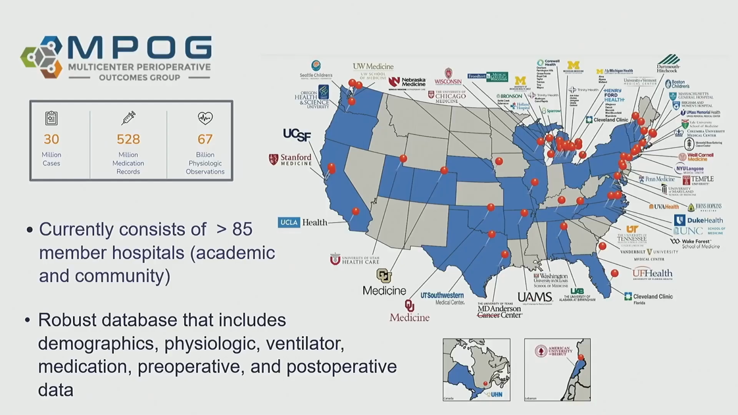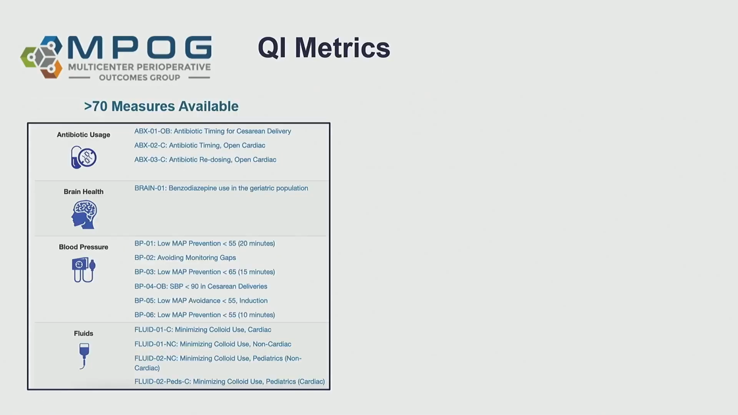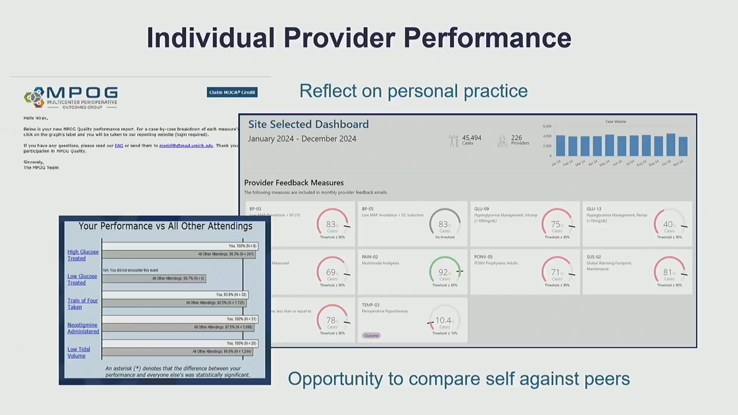This is MPOG. We've heard a lot about MPOG at this meeting. There's a ton of metrics available. We choose certain ones, and our faculty, like Rick's and others, get all the data on a regular basis. You get your individual provider performances. And at first I thought, oh, this is really cool. It's really cool, but it's another email in your box.